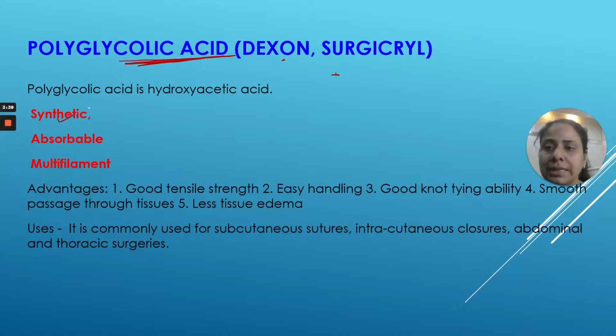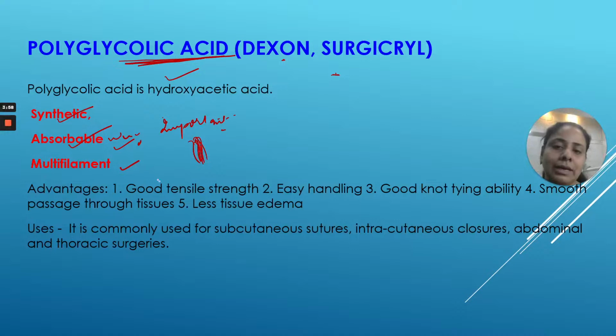So this is a synthetic, absorbable suture material. This is very important. Earlier we studied the non-absorbable suture materials like Prolene, nylon, etc. Now we are coming to the absorbable materials, and it is a multifilament structure. The good advantages of polyglycolic acid are that it has good tensile strength, very easy handling properties, very good knot tying properties, and very little tissue edema. Mostly it is used by surgeons for skin closures and for abdominal and thoracic surgeries.